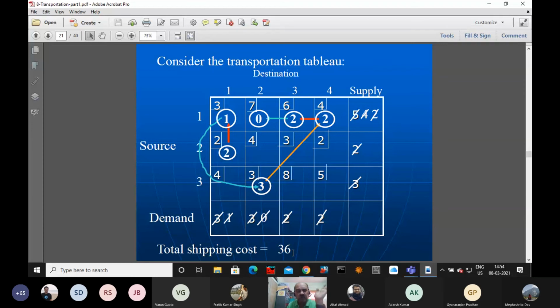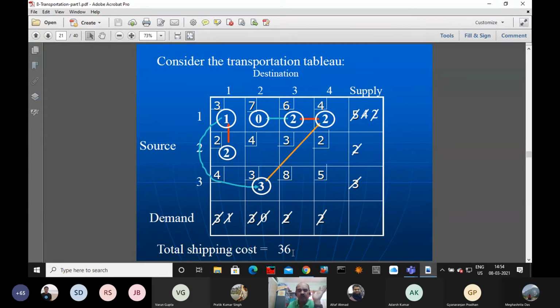Now earlier we got 48, now it is 36. So if you compare these two solutions, the first one is also a phase 1 solution. Second one is also a phase 1 solution. So we have 2 phase 1 solutions. So still we do not know whether we can reduce further or not.